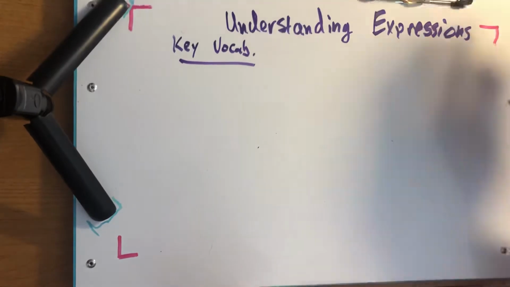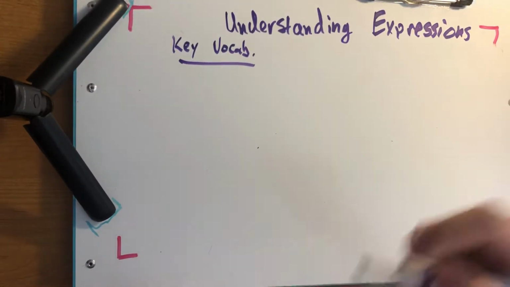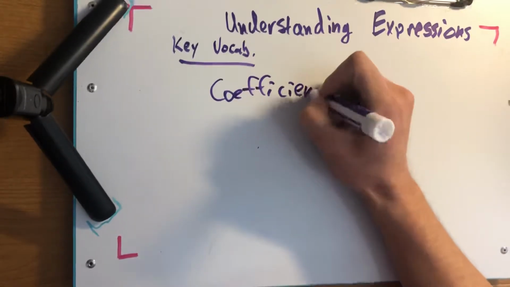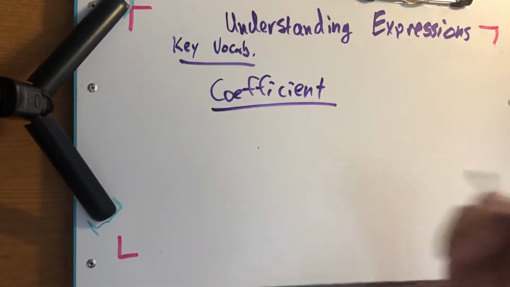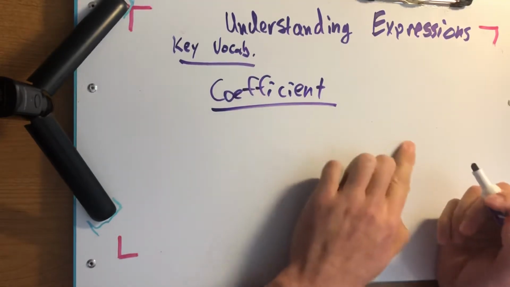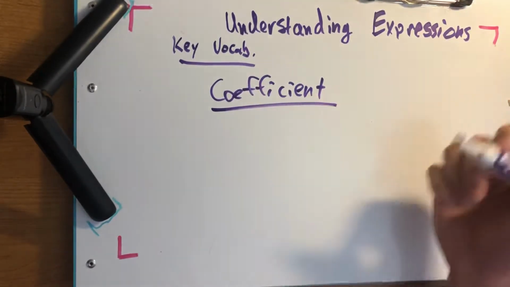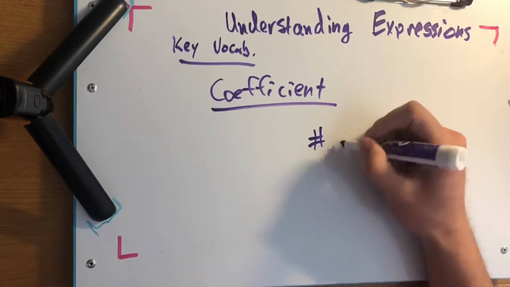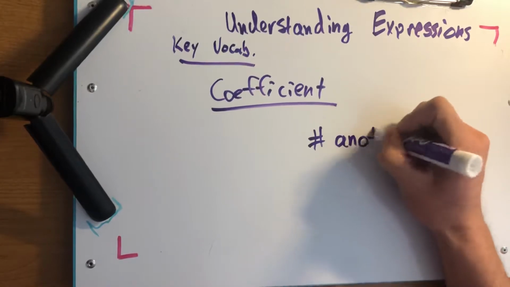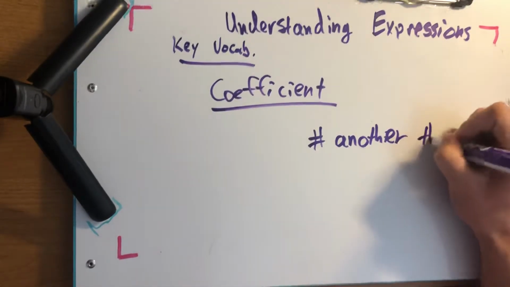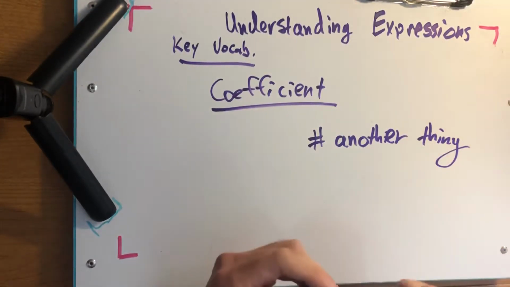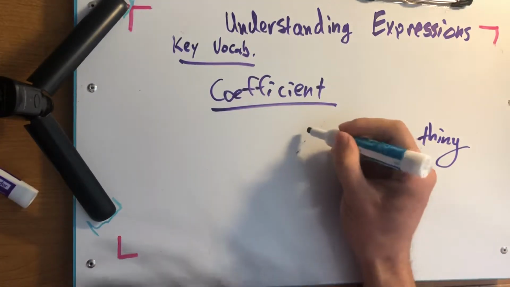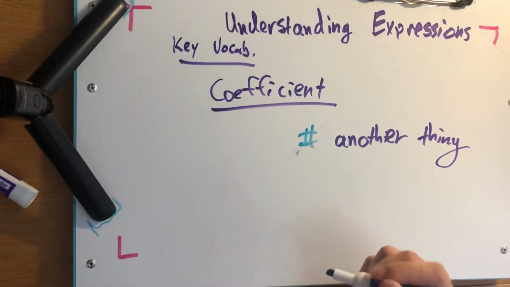Another key vocab word that we're going to see are coefficients. C-O-E-F-F-I-C-I-E-N-T. Coefficients. What that means, and this is super simple, but they just like big words for some reason, is the number in front of another thing. Let's actually use a different color for that so we know what's happening. Number in front of another thing.